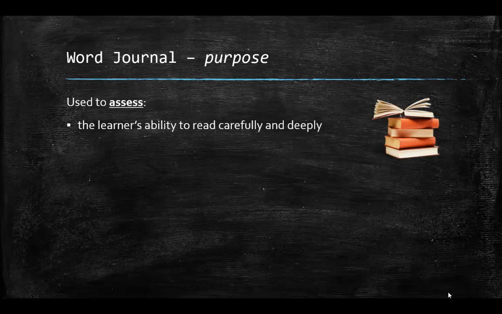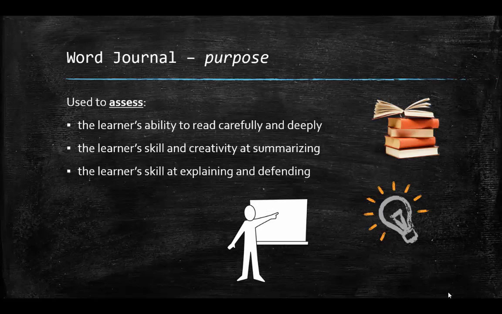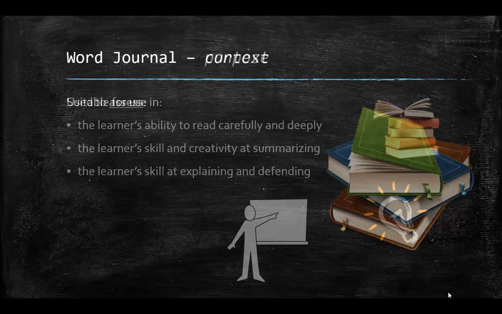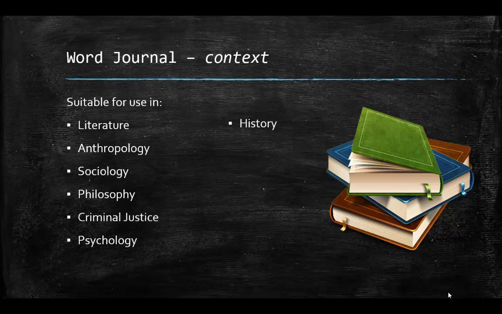First, the word journal focuses on a learner's ability to read with care and depth of understanding. Second, it assesses a learner's skill and creativity at summarizing what has been read. Finally, it assesses the learner's ability to explain and support their choice of their single-word summary. In addition to its use in literature classes, this technique can be easily adapted for use in any course or field of study that requires careful reading, especially of primary texts rather than textbooks, where the goal is understanding concepts as opposed to simply memorizing information.